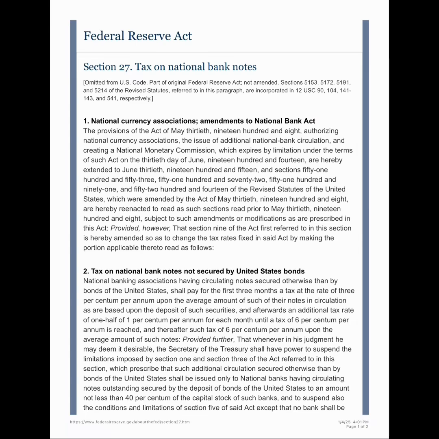What lessons can modern monetary policymakers learn from the historical context of Section 27? Several key lessons emerge. First, the importance of carefully designed regulatory tools to manage the money supply and maintain financial stability. Second, the need for flexibility in monetary policy to respond to economic shocks. Third, the ongoing tension between private sector interests and the public good in the financial system. Understanding this historical context can inform current debates about monetary policy and financial regulation.